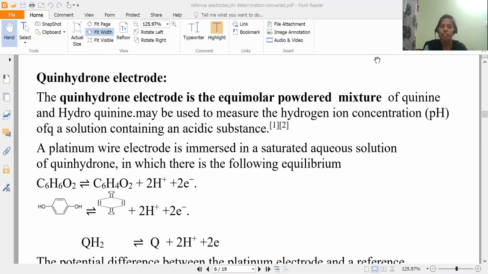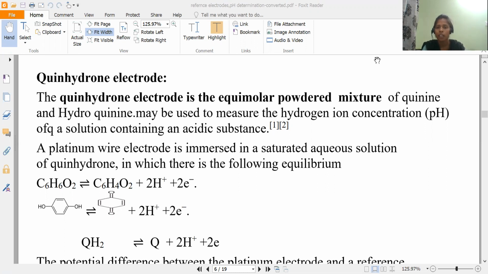I explained what is meant by the reference electrode. What is the reference electrode? Reference electrode means the electrode whose electrode potential is already known and which is used to find the electrode potential of the unknown electrode. There are two types of reference electrode. One is called the primary reference electrode and another one is the secondary reference electrode.